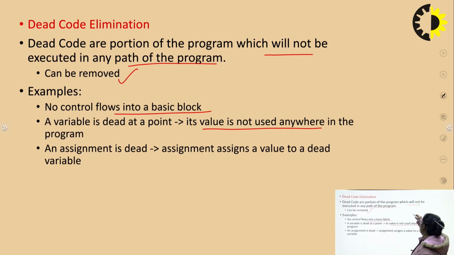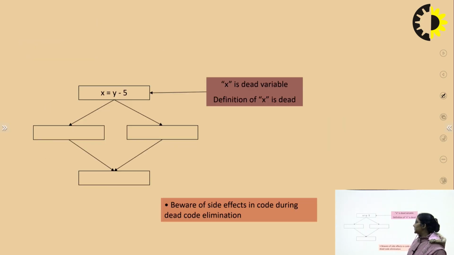Suppose I am writing x is equal to 5, but I am not using this x throughout my program, then what can I do? I can simply eliminate this particular variable. The assignment is similarly dead when the variable in which the assignment has been done is not required. Let's see this example. We are having x is equal to y minus 5. x is a dead variable since the definition of the x is dead over here.